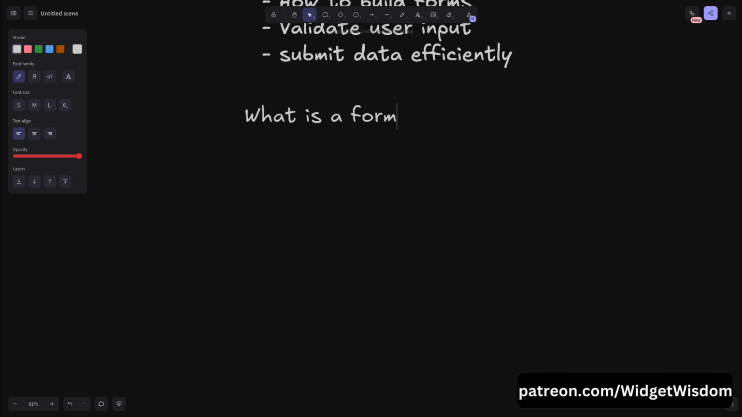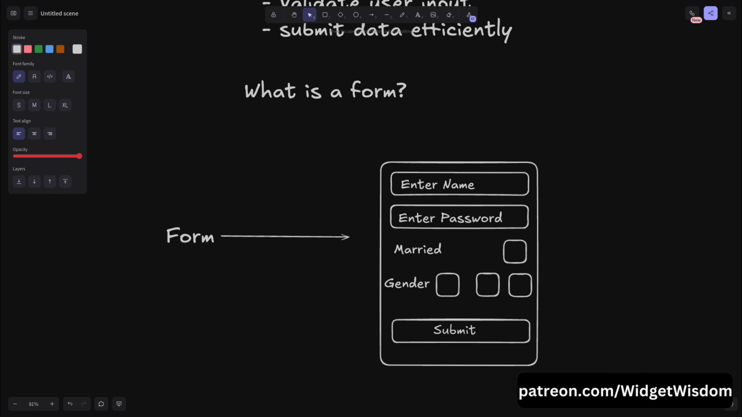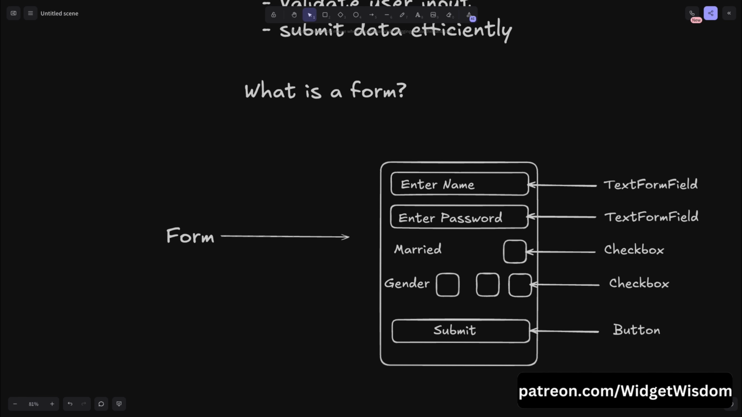So let's get started. You may think, what is a form in Flutter and how do we start using it? The form widget in Flutter provides a structured way to group input fields like text fields, checkboxes, and dropdowns. It also manages validation and submission of input data. So let's start by creating a basic form with a single text field and submit button. We will use TextFormField and Form widgets to accomplish this.